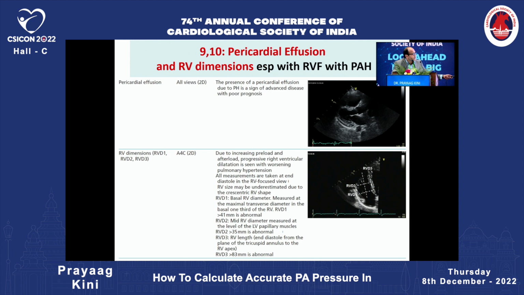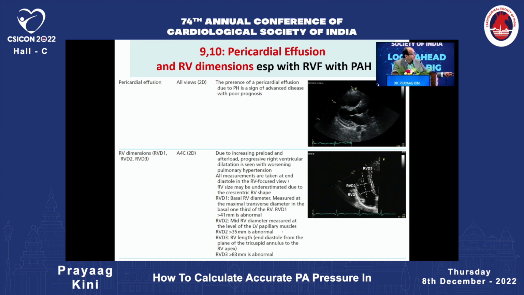You can actually measure it. The RV D2 is measured at the level of the LV papillary muscles, and the RV D3 is measured from the annulus up to the tip. So, an easy way to know it is at the basal, if it is more than 41, and you can just remember 41 into 2, 82 or 83. This 41 here and 83 here are actually the upper limits for what can be considered as normal.